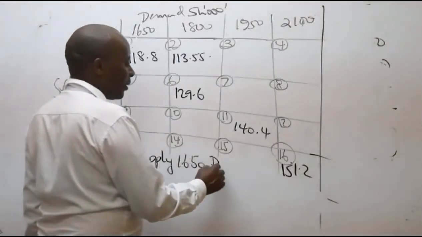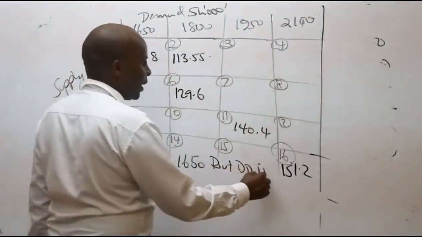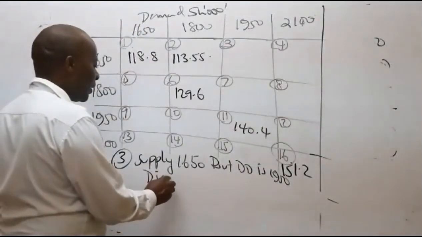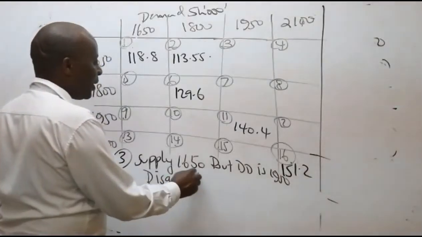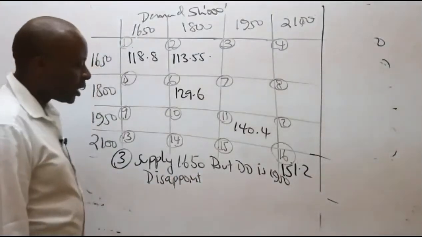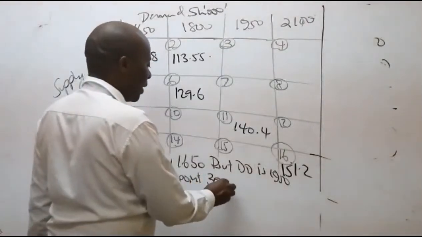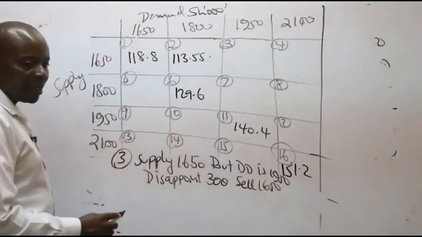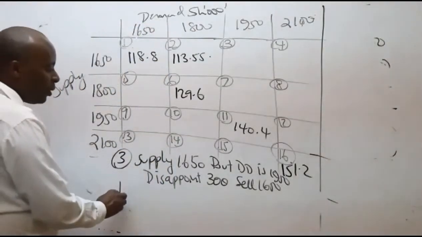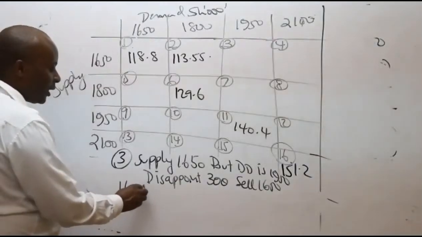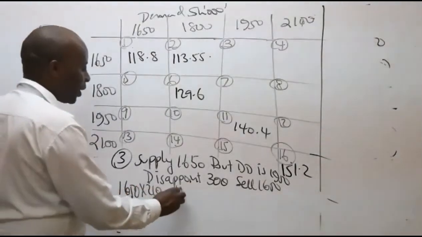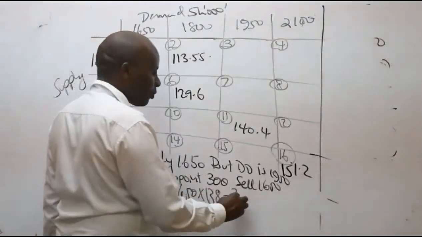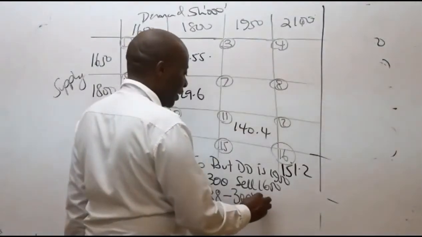But demand is 1950. Meaning that we shall disappoint how many customers? I'm being told it's 300. And then of course we shall sell 1650. So then the profit here will be 1650 times the 210, minus 1650 we have supplied times the 138, minus the opportunity cost of the customers who will be disappointed, 300 times 35.